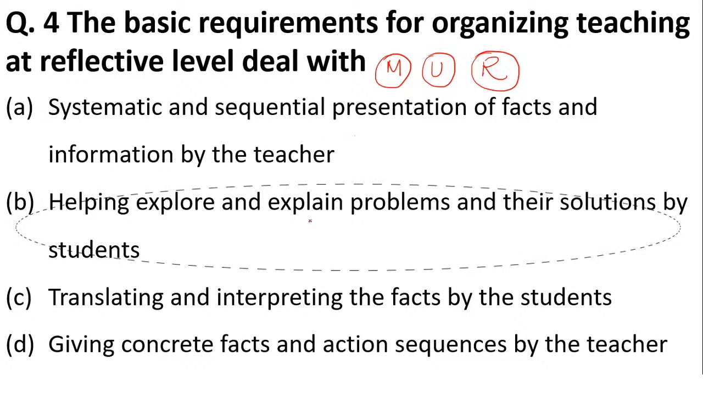So what students do? They use their brain, whatever they have studied, and then they apply it. Whatever the problem is, they find the solution to that problem. That is reflective level. Okay, so this comes in the top of the learning process. First is memory level, then understanding, and the third is reflective level. Okay, mostly students have given the right answer. Very good.